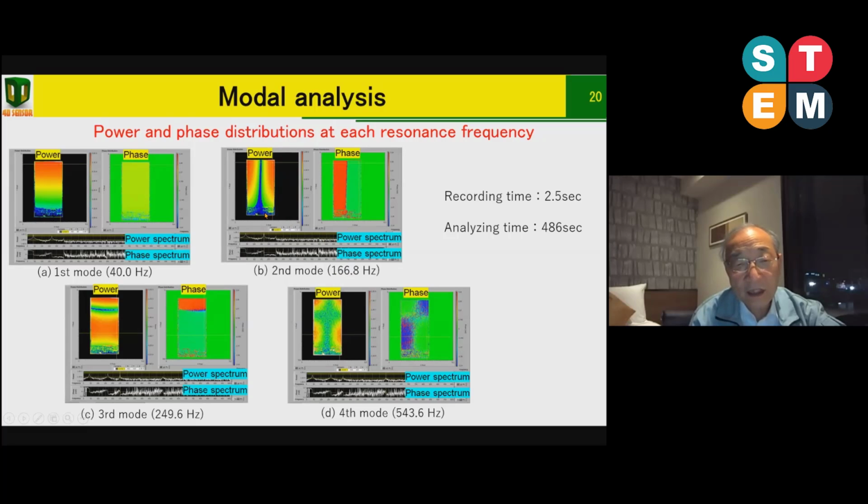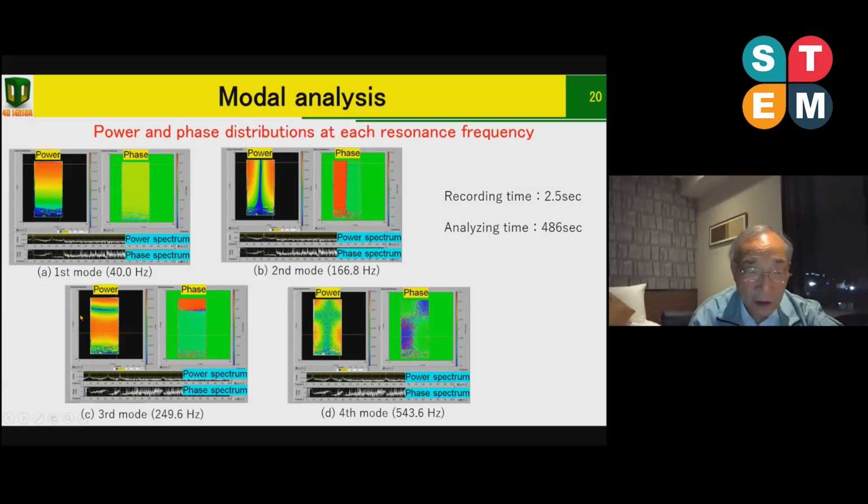But the second mode, the frequency is 166. In such a case, this blue does not move. Red is moving very largely. In this case, the phase is different according to this center line. So this one gives a rotating vibration.